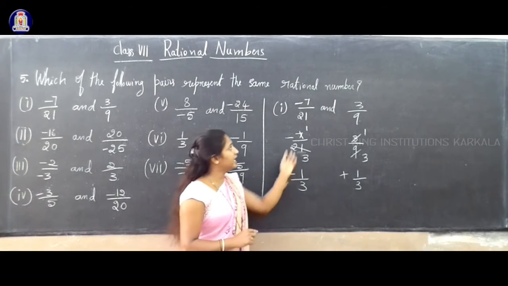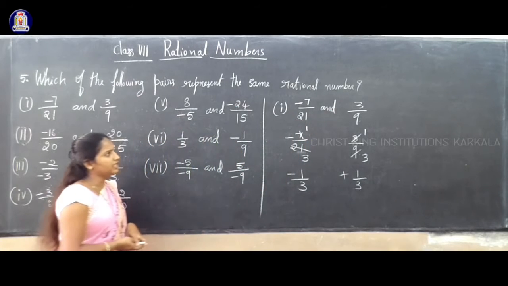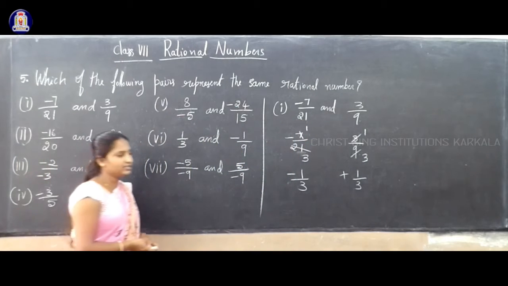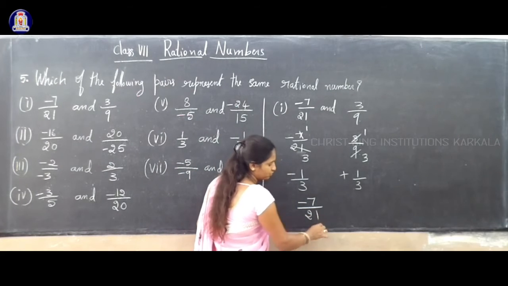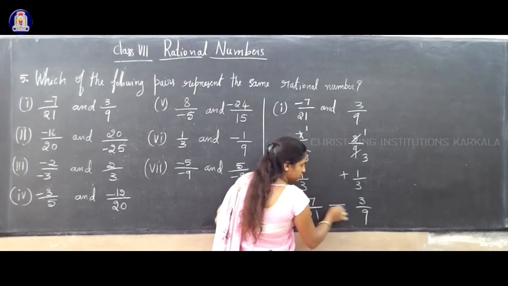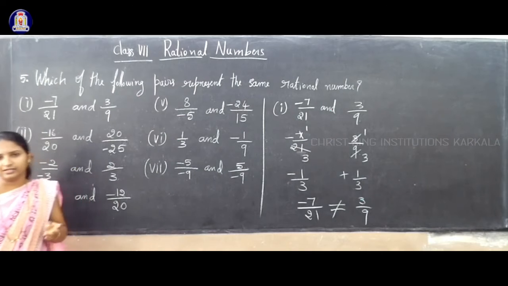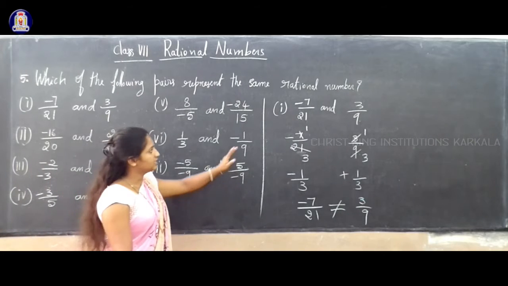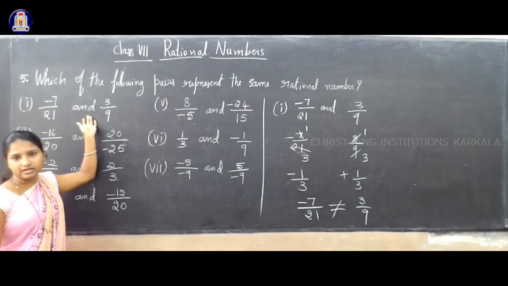So we can say that minus 7 by 21 and 3 by 9 are not the same rational numbers. Clear? So minus 7 by 21 and 3 by 9 are not equal. They are not the same rational number. Clear? So we can say that this pair of rational numbers are not the same rational number.